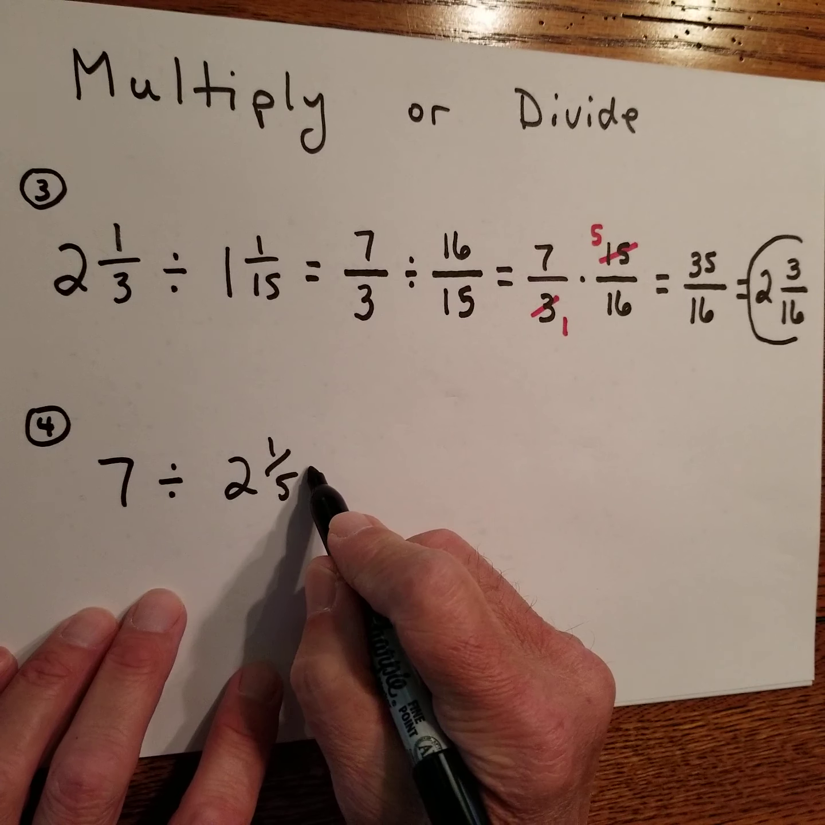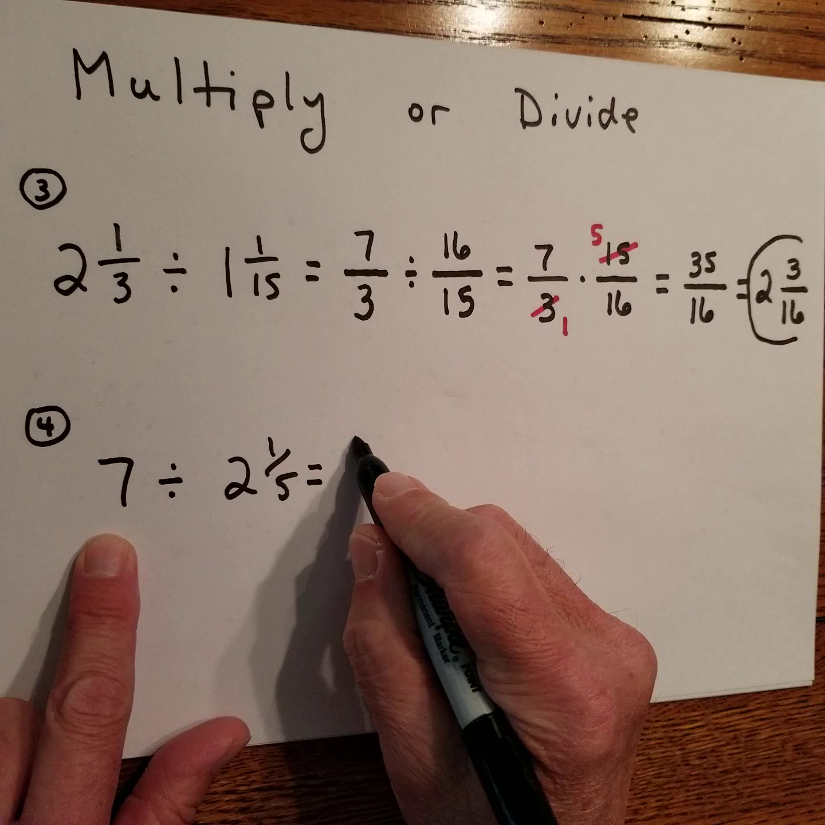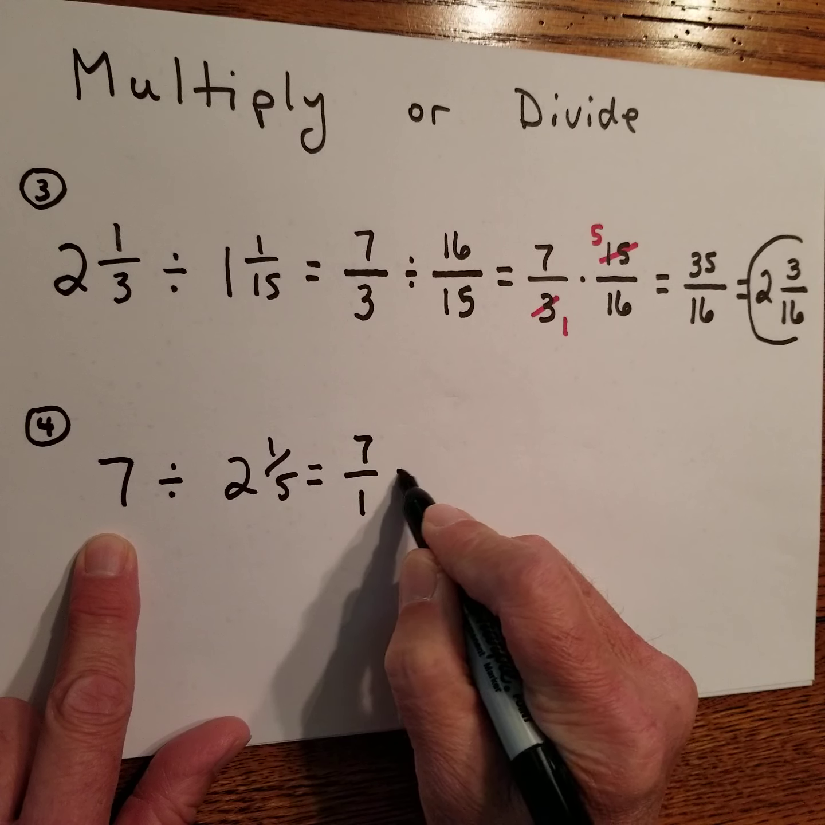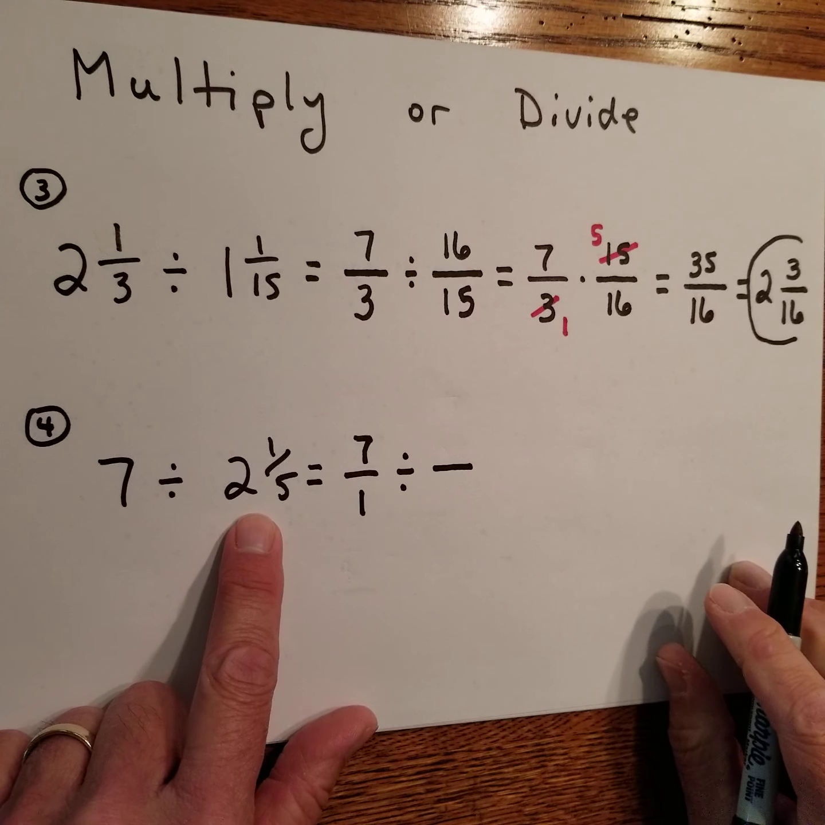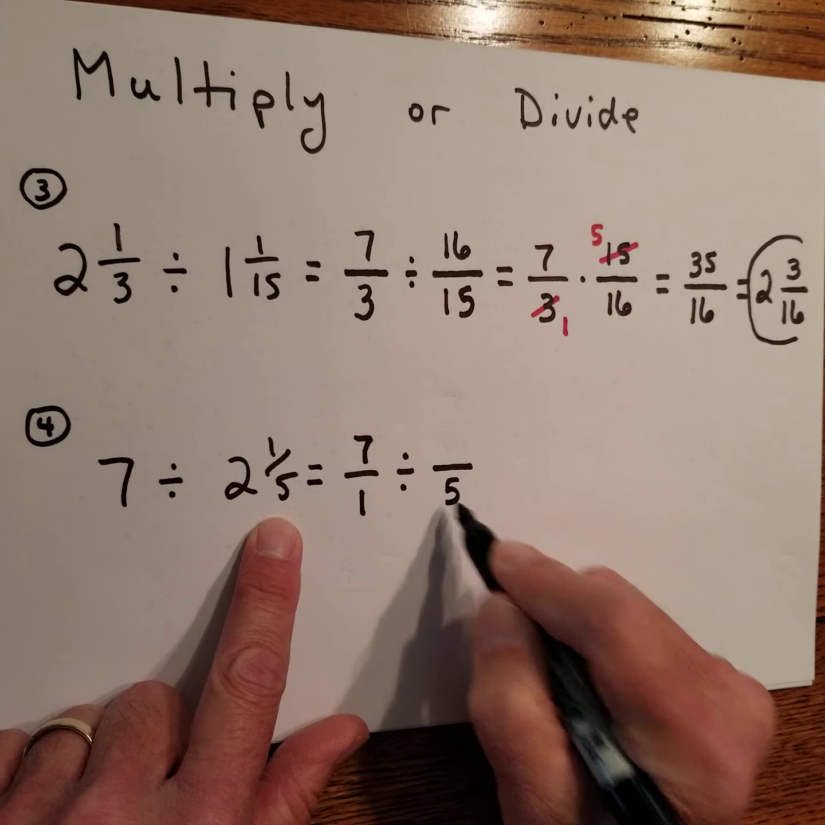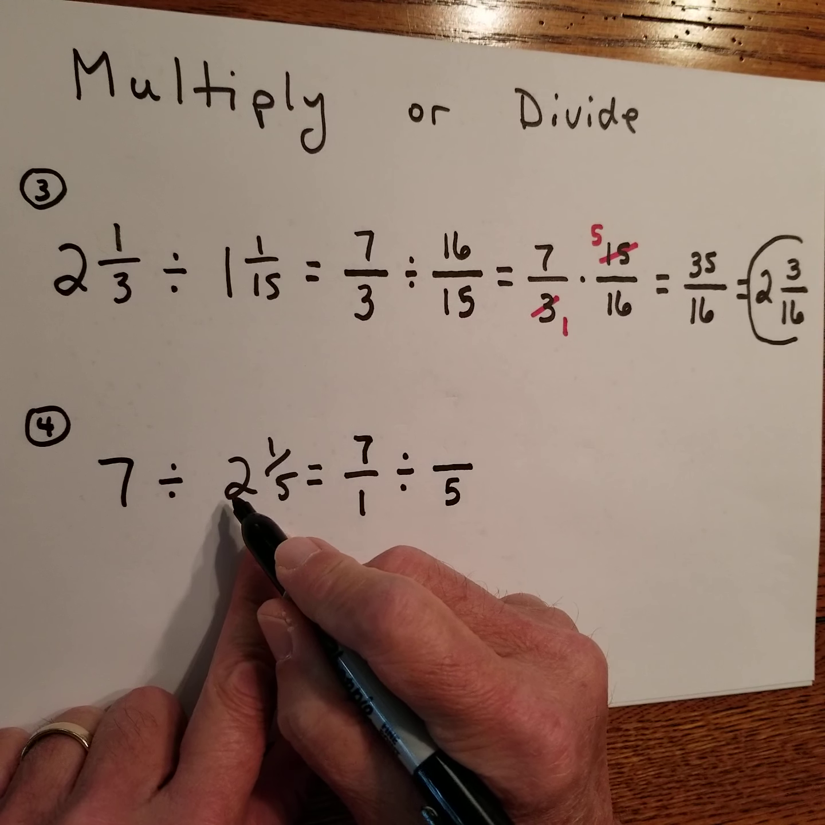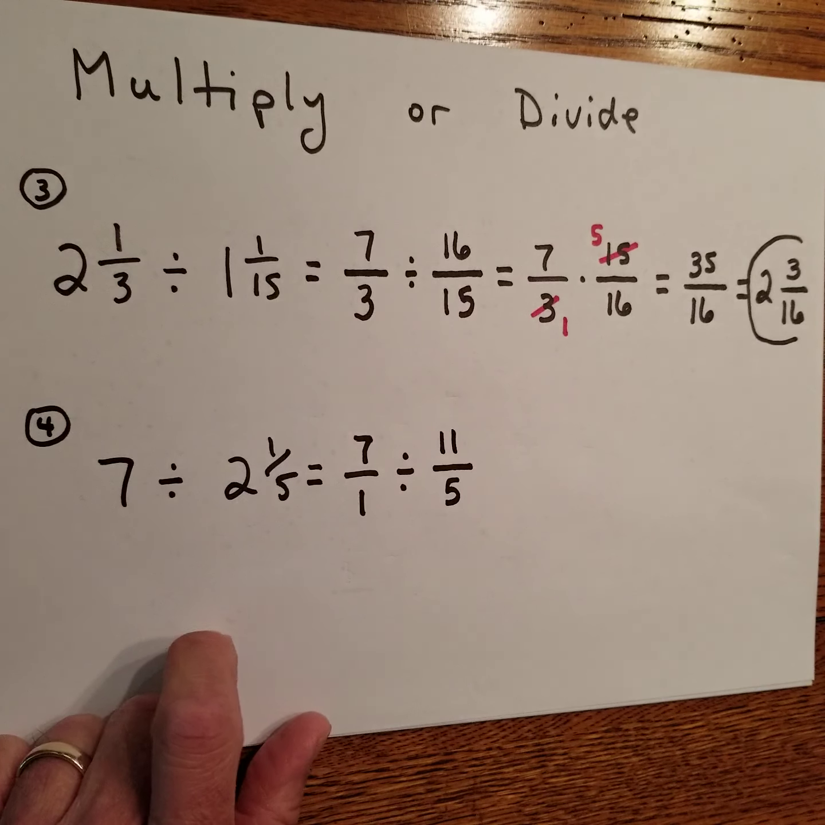Let's try one more division problem. 7 is a whole number. I'll put it over 1. I'd like to rewrite 2 1/5 as an improper fraction. So keep the 5. And 2 times 5 plus 1 is 11.